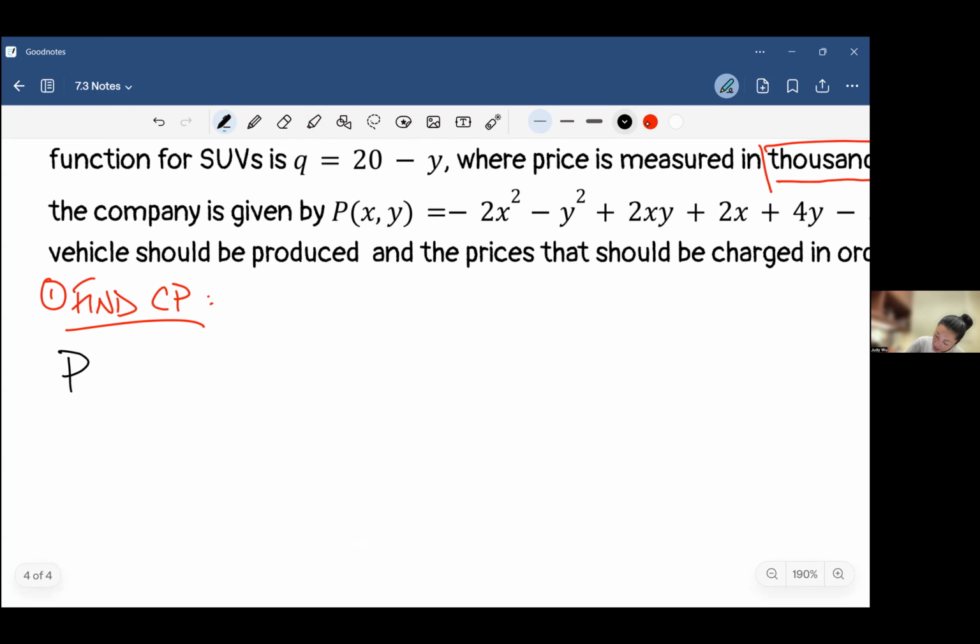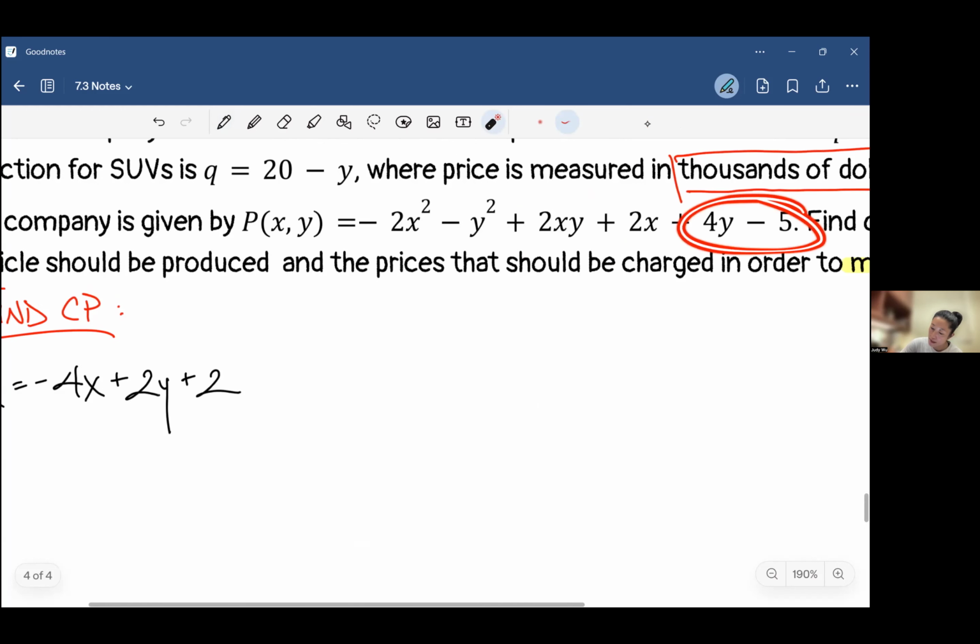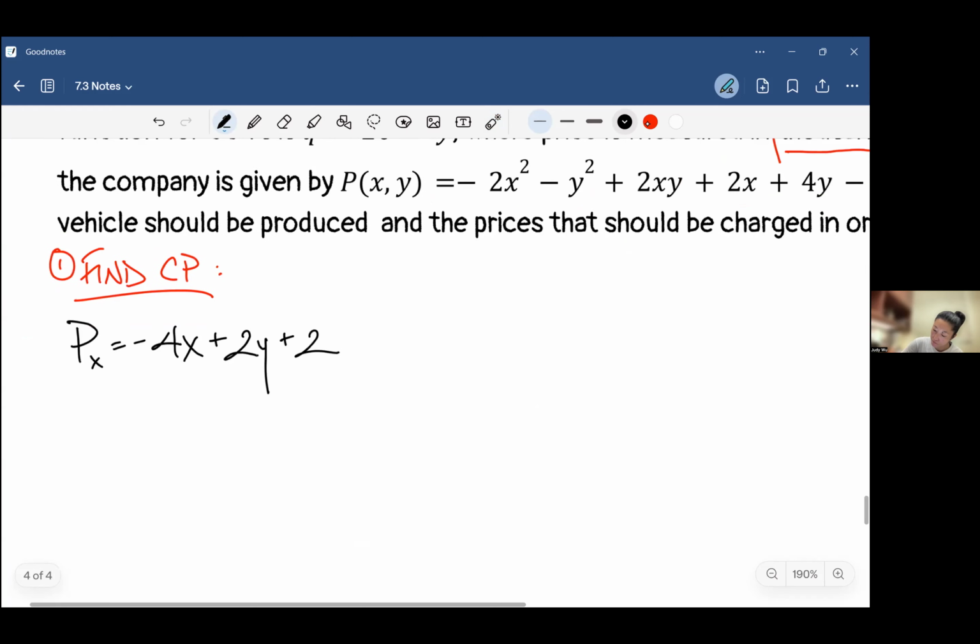Our PX equals, all right, negative 2x squared becomes negative 4x. Negative y squared goes to 0. Plus 2xy is plus 2y. Plus 2x is plus 2. And 4y minus 5 goes to 0. So this is going to be the first one that I set equal to 0, my px.